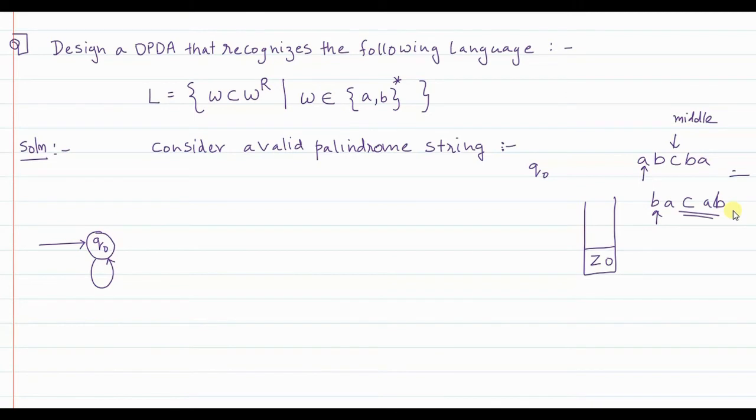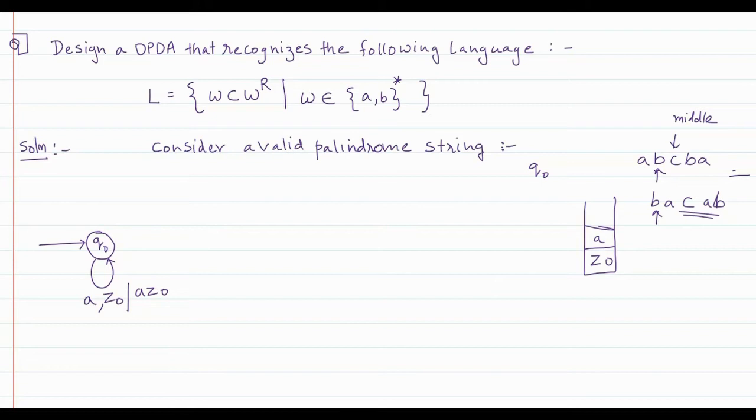Initially, suppose A is read as the input symbol and at that time the stack is empty. That means A is the first element read in the string. What you do is push A onto the stack. So the stack will now have A Z0. If A is encountered as the first input symbol, A will be pushed onto the stack and the pointer would move to the next element, that is B.